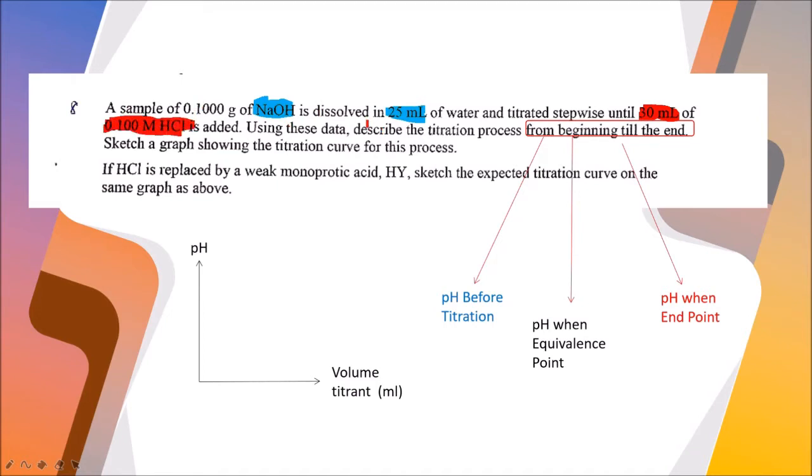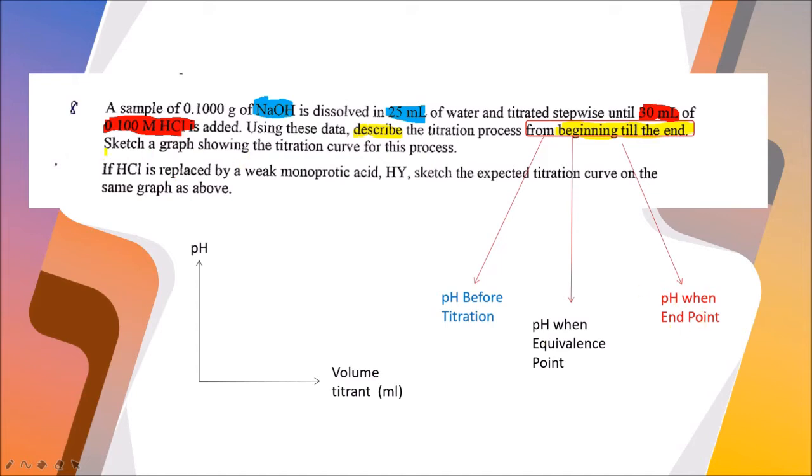And then the question asks us to describe the titration process. The question uses the word describe. That means we need to explain the titration process in detail, and the keywords beginning till the end tell us that the question is split into three conditions. This is pH before titration, pH at the equivalence point, and pH at the end point.